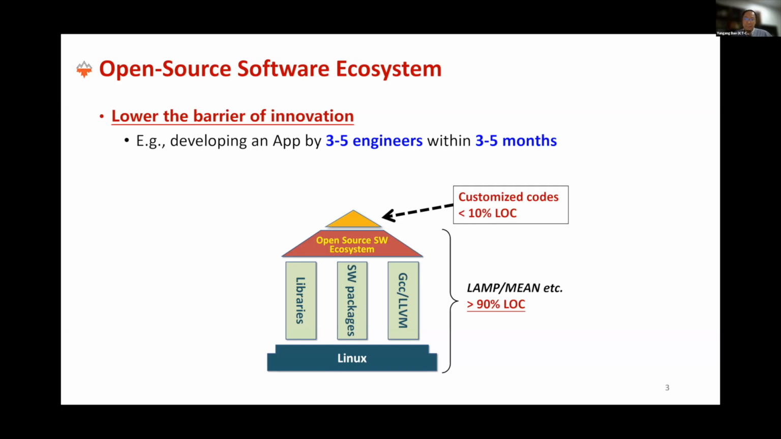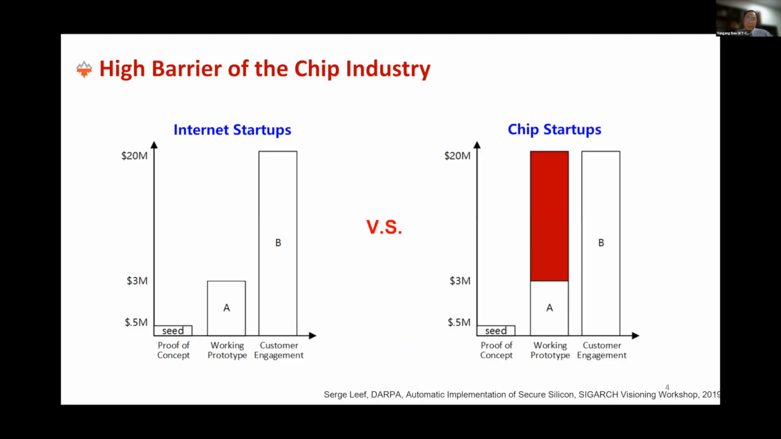app application design. In this way, we can develop an app with 3 to 5 engineers in just 3 to 5 months. This is very agile and fast. With open source software, internet startups have benefited a lot.